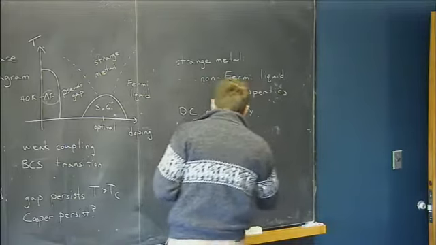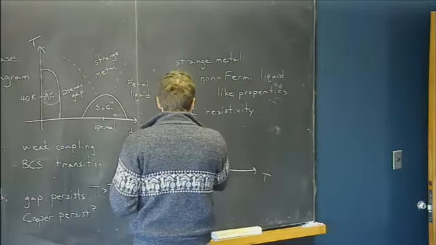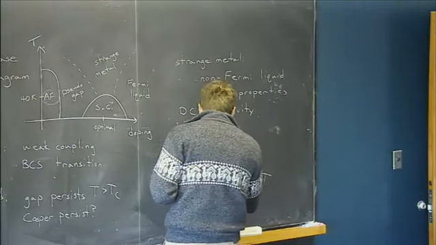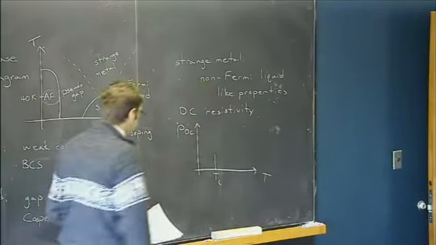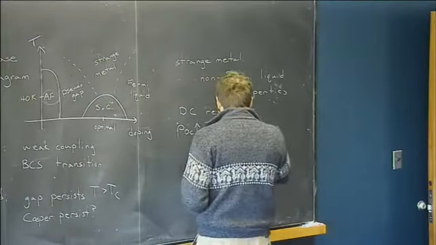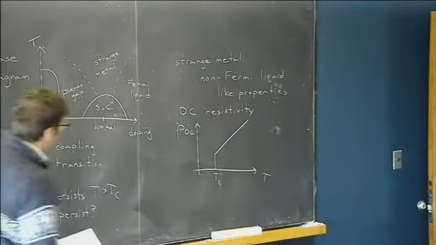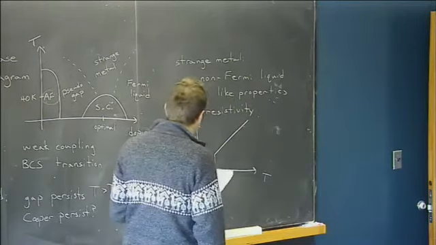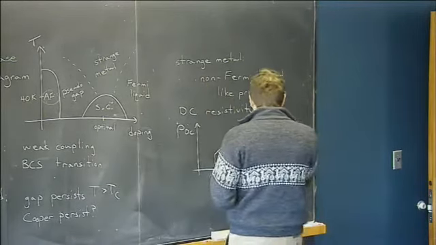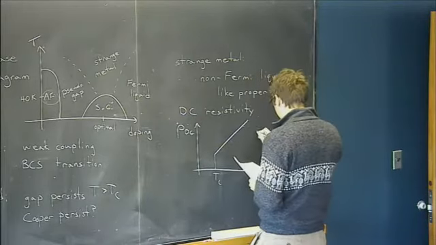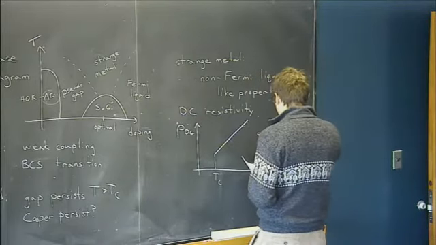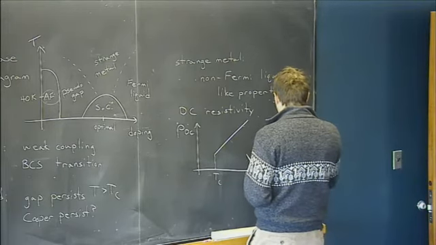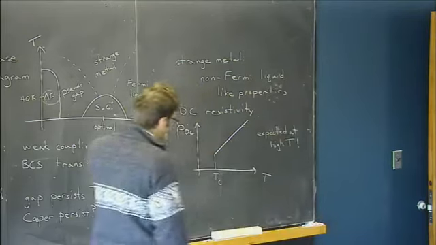We look at temperature on the x-axis and the direct current resistivity on the y-axis. Below Tc, in a superconductor, there's no resistivity. But above Tc, we have this famous linear rise with temperature of the resistivity. And this is weird. Why is this weird? This is what's expected at high T for a Fermi gas. Not what's expected at low T.